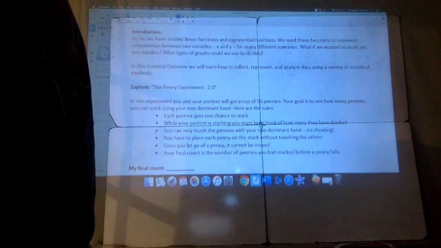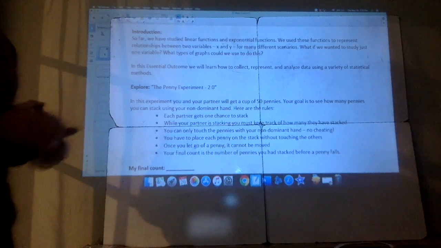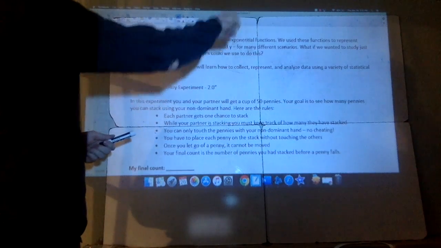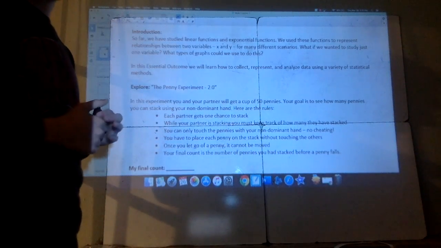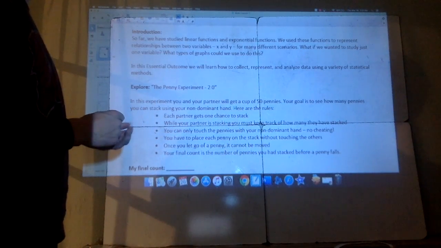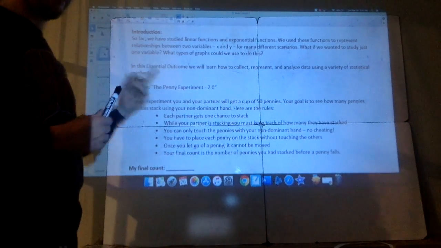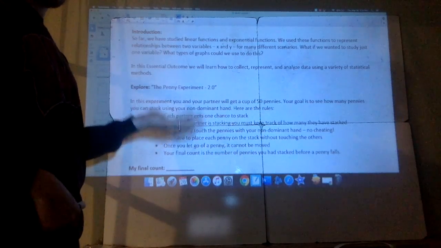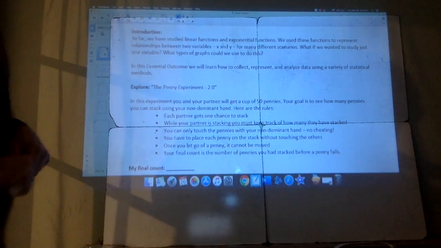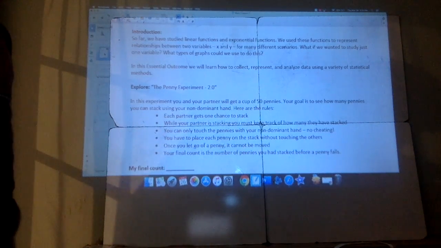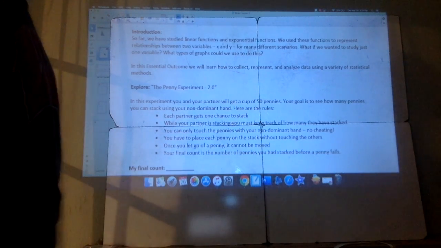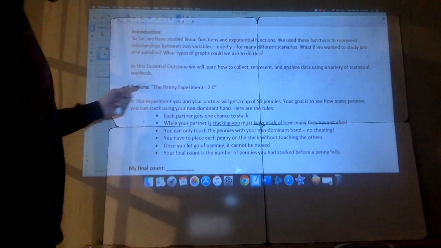All right, so moving on to the meat of the lesson: so far we've studied linear functions, which made a line, and exponential functions, which made a curve. We've used these functions to represent relationships between 2 variables, x and y, for many different scenarios. What if we wanted to study just one variable, though? Instead of 2 variables like weeks and money in the bank, we just wanted one variable. What types of graph could we use to do this? So in this essential outcome, we will learn how to collect, represent, and analyze data using a variety of statistical methods.